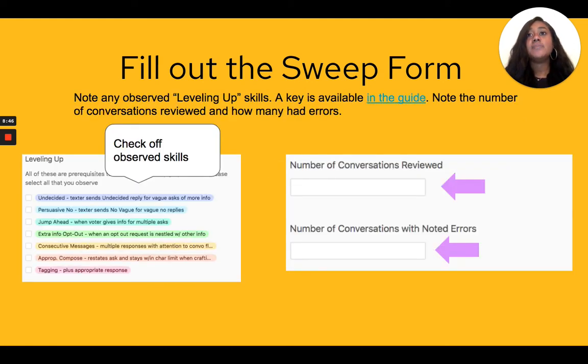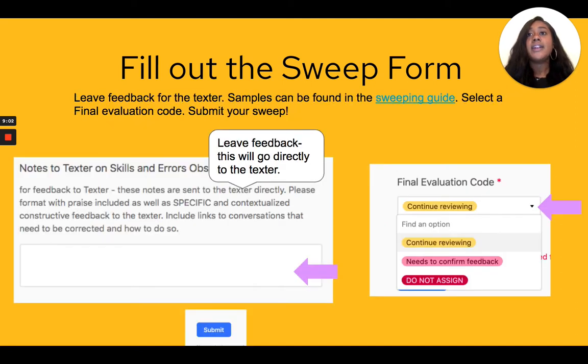Check off any observed skills. A key to those skills is available in the sweeping guide. Also, enter the number of conversations you've reviewed and how many errors you noticed. It's okay if these numbers aren't exact. This information will not go to the texter. Next, fill out the notes to the texter. We'll give tips on that in just a minute. These notes will go to the texter, so make sure you're ready to send when you submit the form.